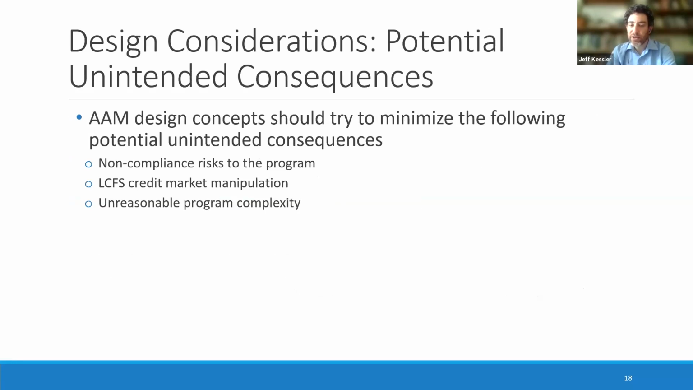Additionally, CARB is seeking to minimize unintended consequences affiliated with adopting an auto acceleration mechanism. Some unintended consequences could include an increase in noncompliance risks to the program. Additionally, a poorly designed auto acceleration mechanism could increase the possibility of market manipulation. Finally, an auto acceleration mechanism could significantly increase the complexity of the program, making it more difficult for market participants to understand and value credit prices. And it could also decrease the ability for programs like the LCFS to be adopted in other jurisdictions.